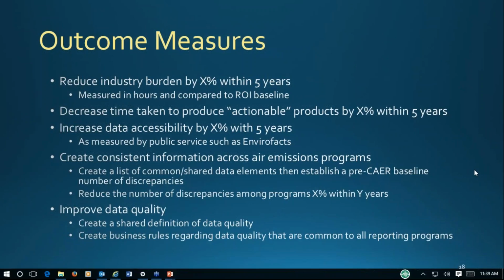So what you see here is just walking through these very quickly. We're talking about reducing industry burden, decreasing time to produce actionable products, increasing data accessibility, creating consistent information across air emissions programs, and overall improving the data quality.